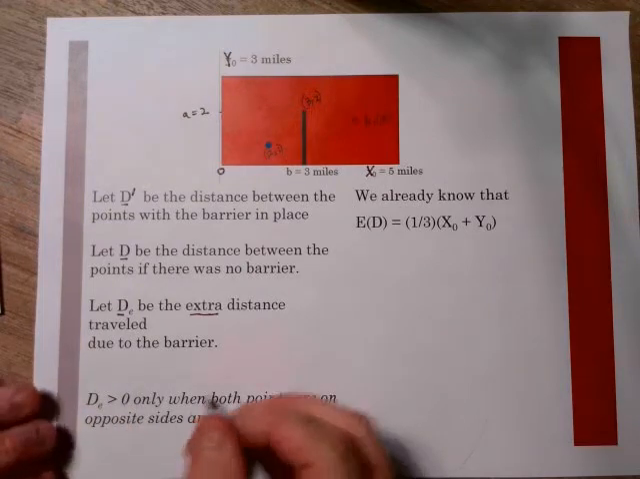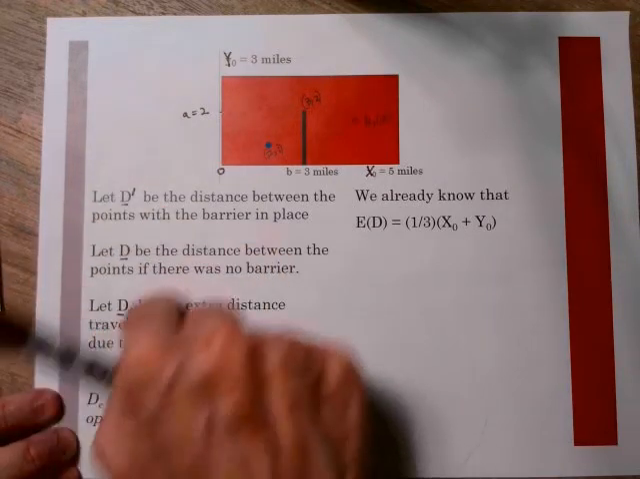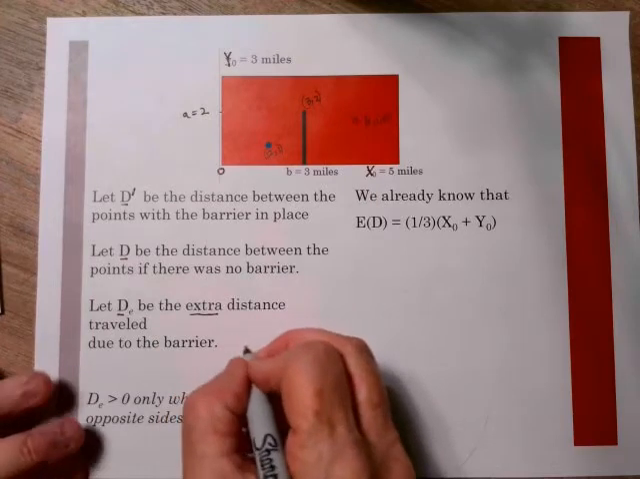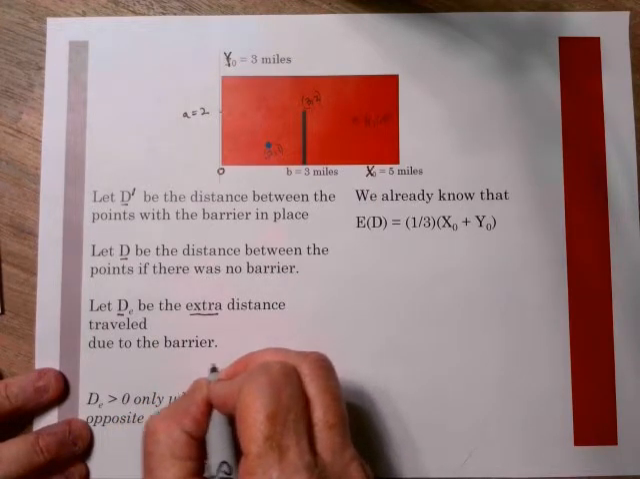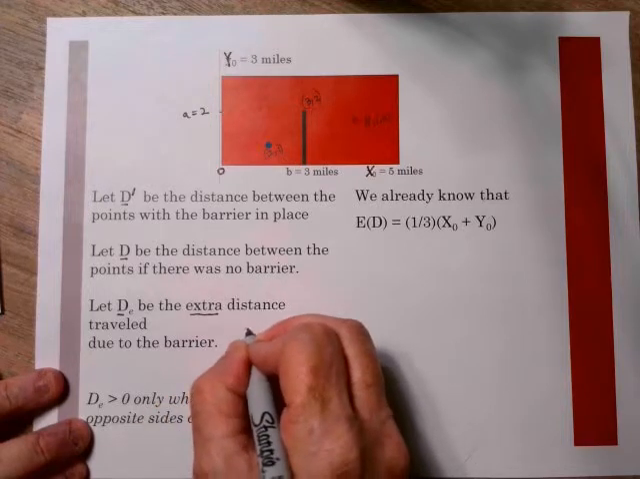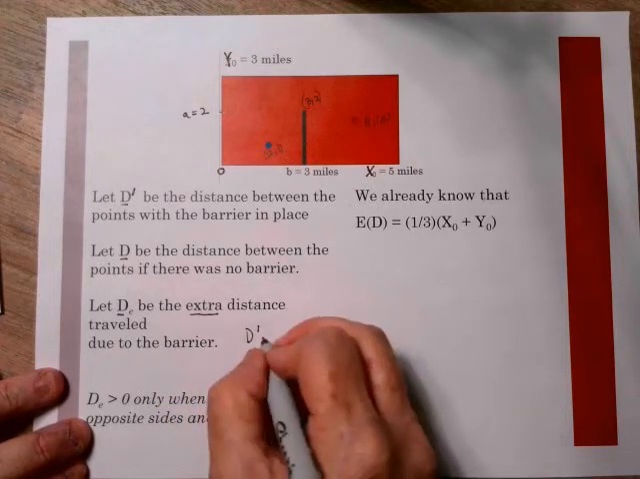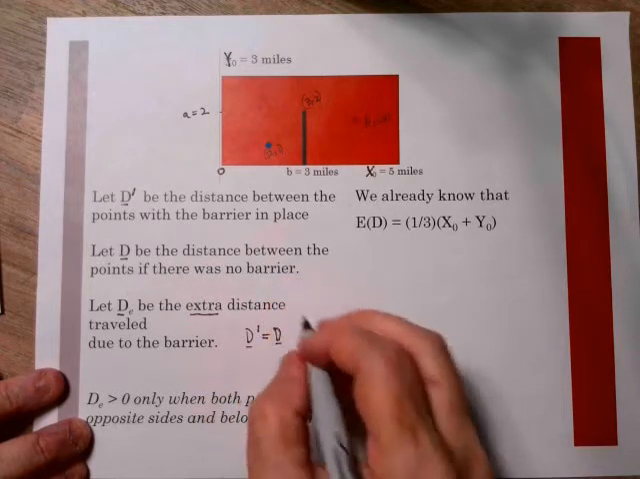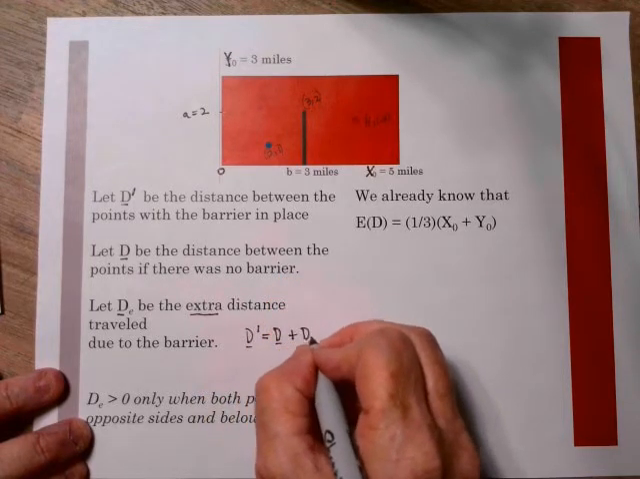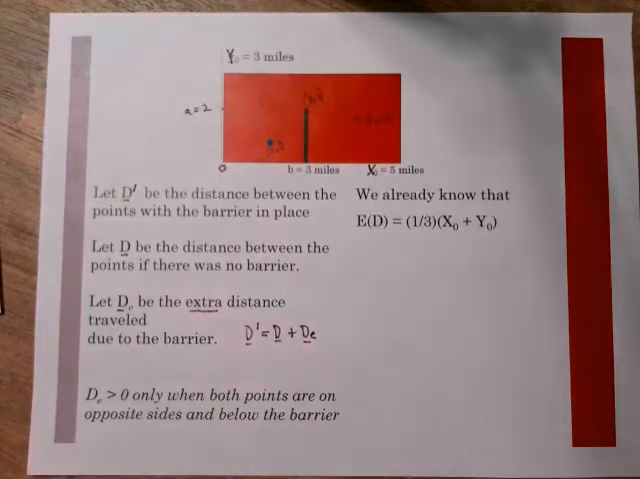So we can say then that we can express these things in just a linear equation. So we have D prime, which is going to be the regular distance that we would have had without the barrier, plus the extra distance that we have with the barrier, okay?